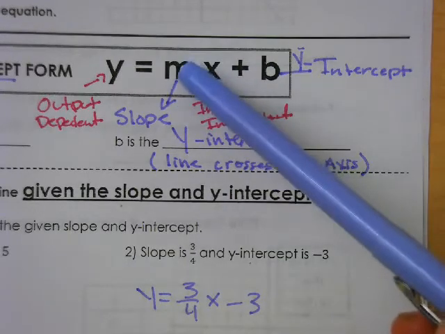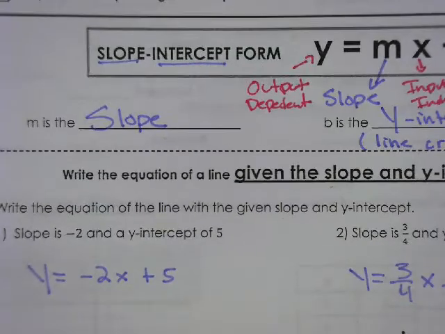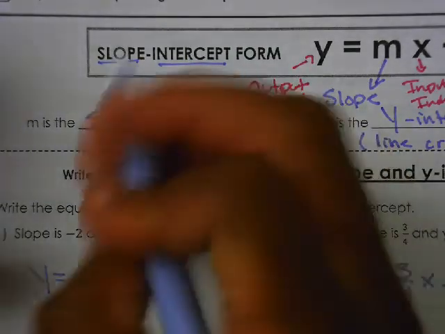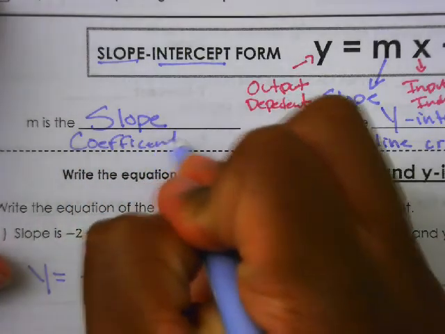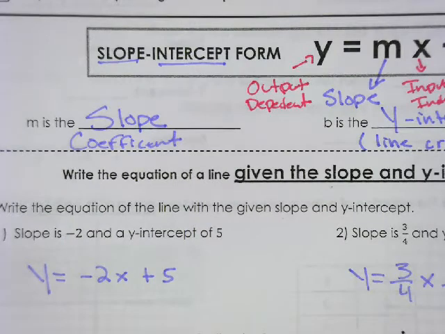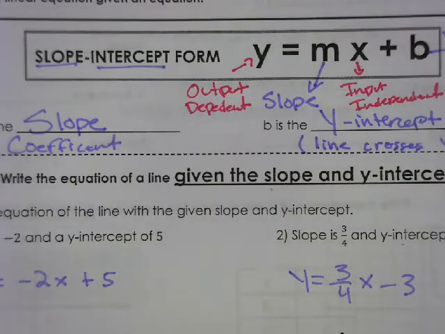This m is also called the coefficient. It's called the coefficient because it is attached to the x variable. The number in front of the x variable is called the coefficient, and it's the slope. So coefficient and slope are the same thing.